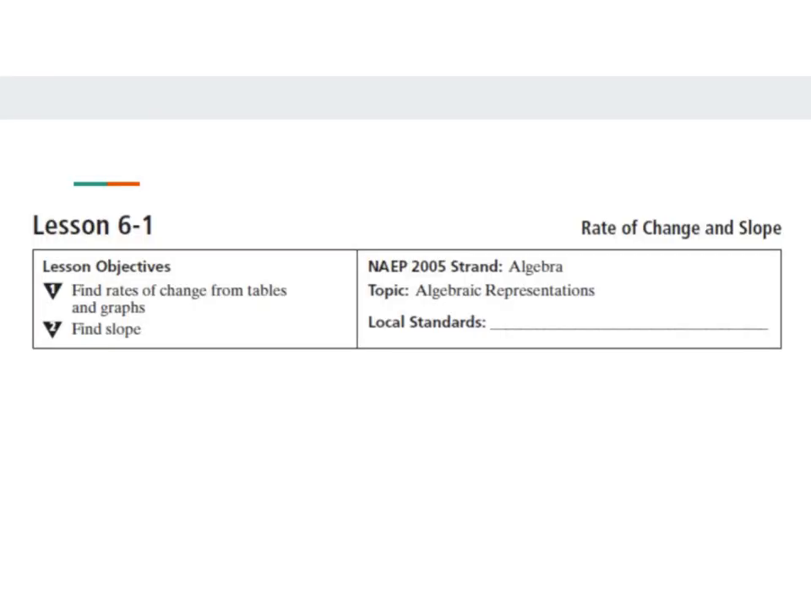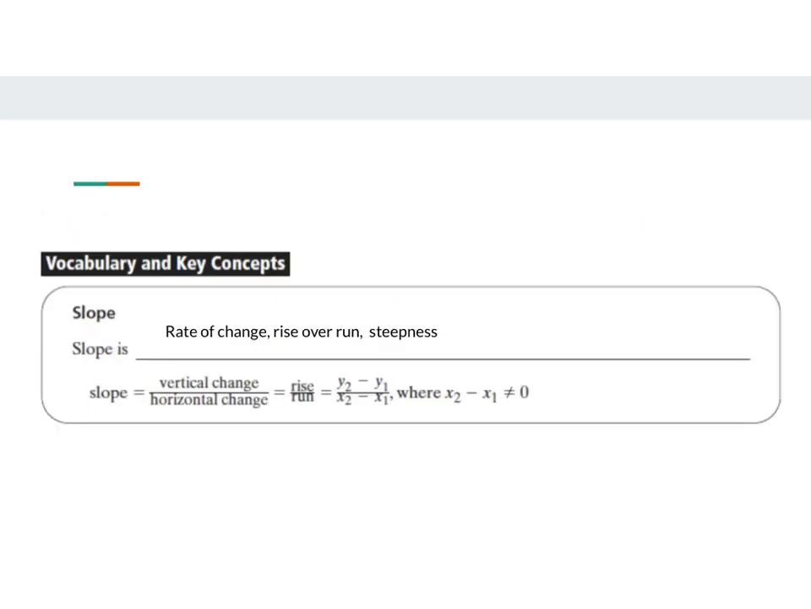Our goal is to find the rate of change from tables, graphs, and find slope. So slope is the rate of change, the rise over the run, or the steepness of a line. To find slope, we take the vertical change divided by the horizontal change, the rise over the run, or the formula y sub 2 minus y sub 1 over x sub 2 minus x sub 1, where, note, x sub 2 minus x sub 1 should not equal 0, and we'll get into that a little later.